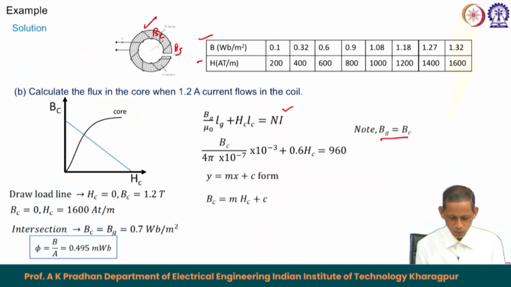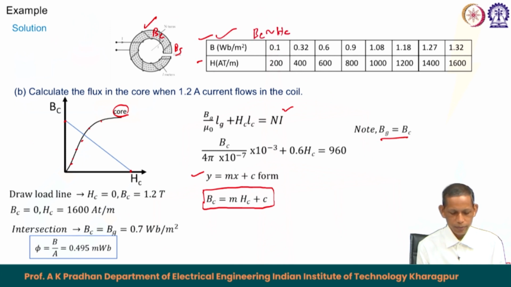So, that gives us an equation like B c equals m H c plus c, in the form of y equals m x plus c, where m is the slope of the line. This is a straight line. So, on the B c versus H c plot, we have the corresponding B versus H curve for the core, drawn from the points we have plotted. These are the points from the B H plot, B c versus H c.